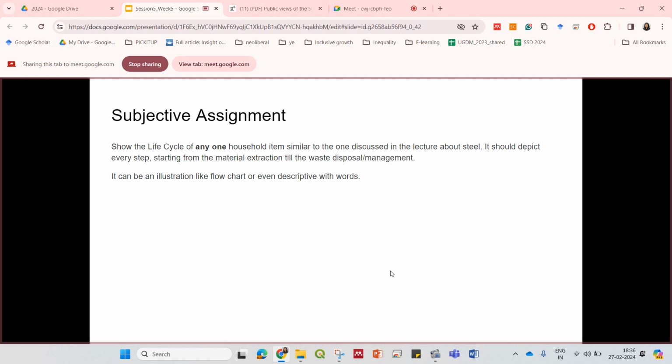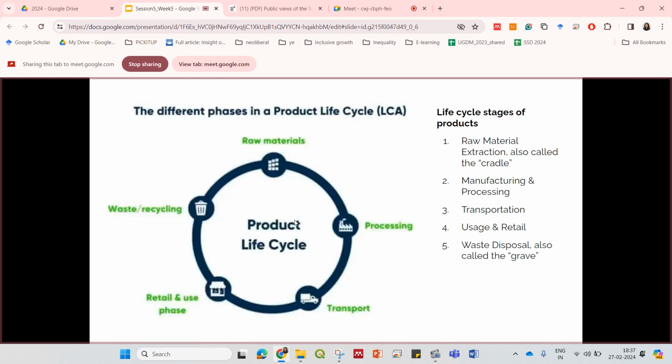Okay. So in the last session, only one subjective question was assigned, which I'll show you here. So the question was that show the life cycle of any one household item similar to the one discussed in the lecture about steel. It should depict every step starting from the material extraction till the waste or disposal management. How you can do it? That it can be done like an illustration, like a flowchart, or even in a descriptive way, where you can just write how the different stages are happening.